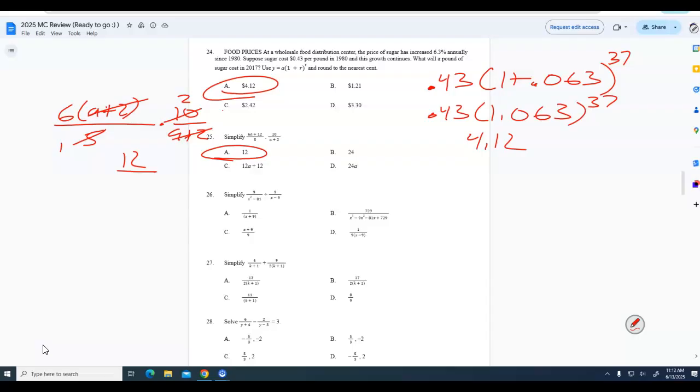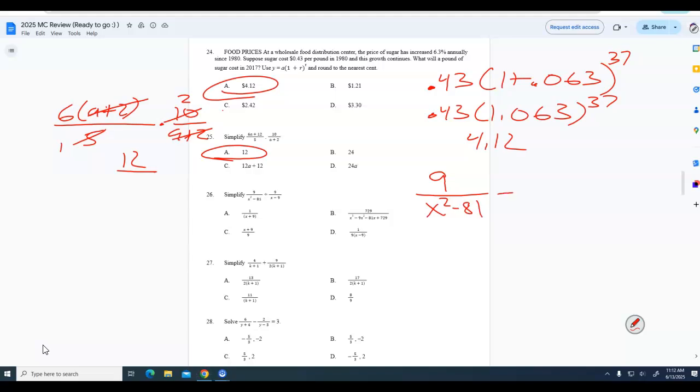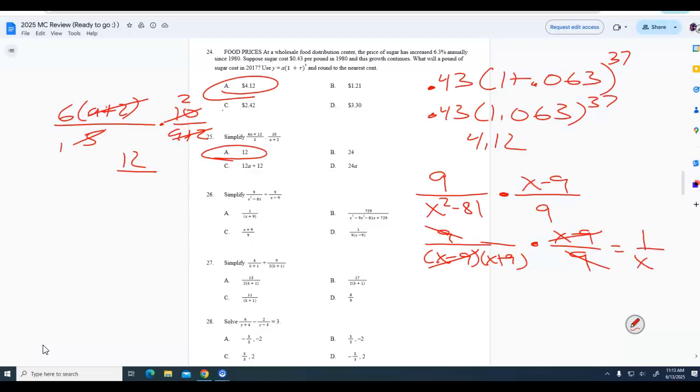With division, I am going to divide first, which means 9 over x squared minus 81, times, and we flip that second fraction right away. I'm going to factor: x minus 9, x plus 9, times x minus 9 over 9. The 9's cancel. The x minus 9's cancel. And I'm left with 1 over x plus 9.